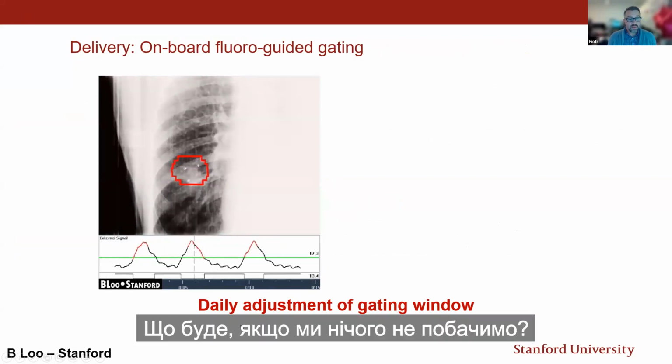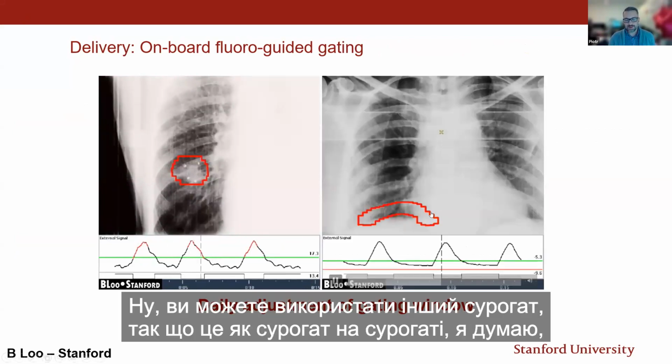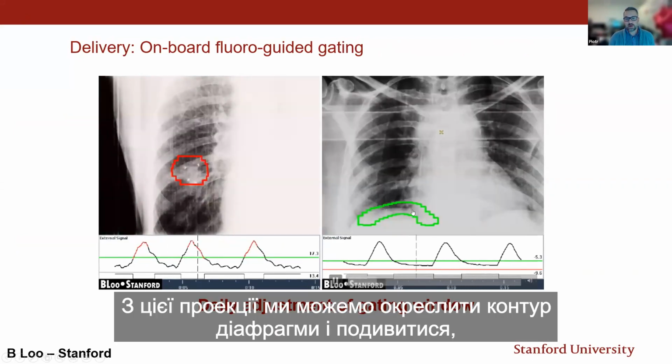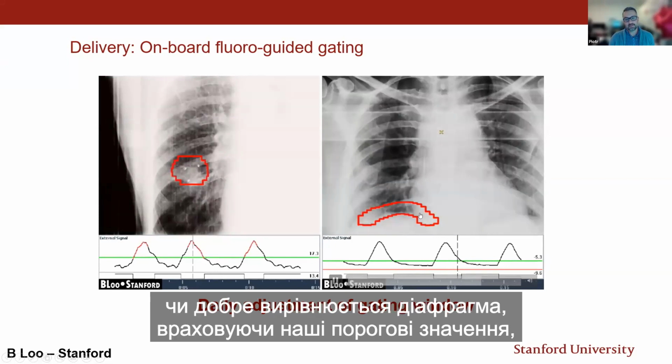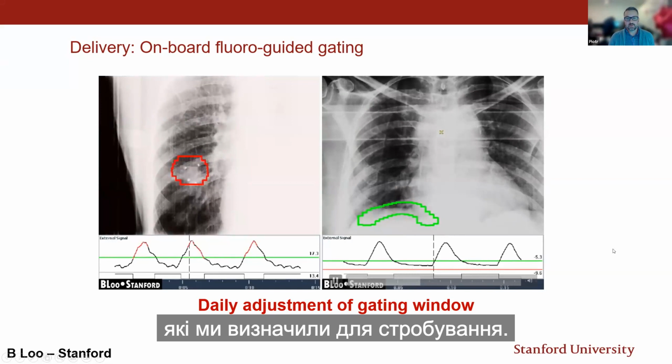What happens if we don't see anything? Well, you can use another surrogate. So it's like a surrogate on top of a surrogate, I guess, with the diaphragm. From this projection, we can contour the diaphragm and watch to see if the diaphragm aligns fairly well, given the thresholds that we've determined for the gating.